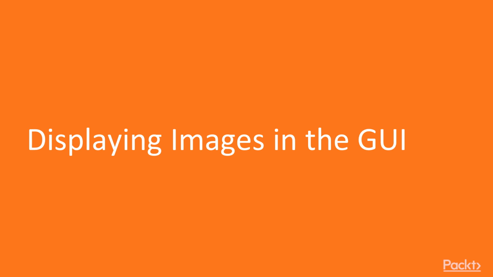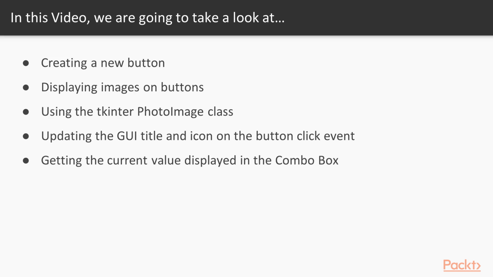In the previous video, we displayed data using lists. In this video, we will be displaying images in the GUI. We will create a new button, then we will display images on buttons. We'll be using the tkinter PhotoImage class.